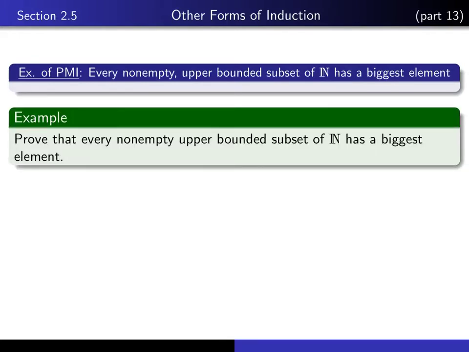So here's the formal statement. Prove that every non-empty upper bounded subset of ℕ has a biggest element. Of course, it's intuitively obvious that this statement is true, but a correct proof of it should involve some form of induction.